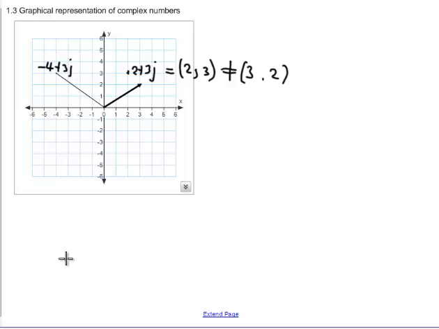Then I also want to talk about addition of these numbers. Let me clean up this one. We know the number I've got here. What is this number? It's 3 plus 2j. Now let's talk about this number.